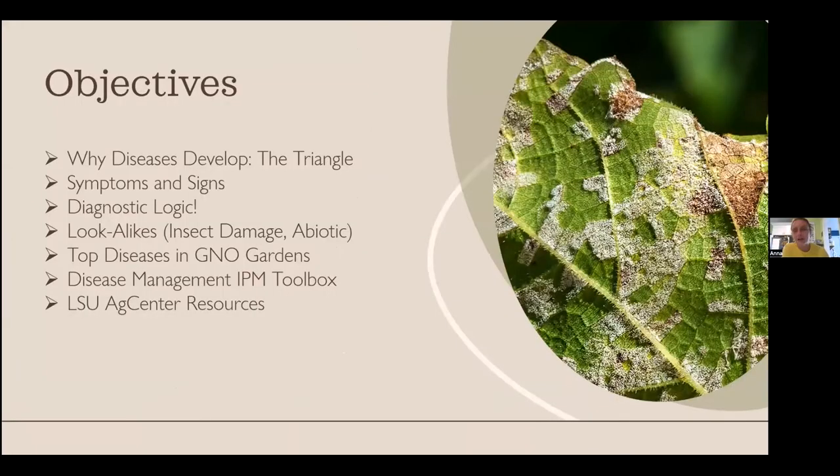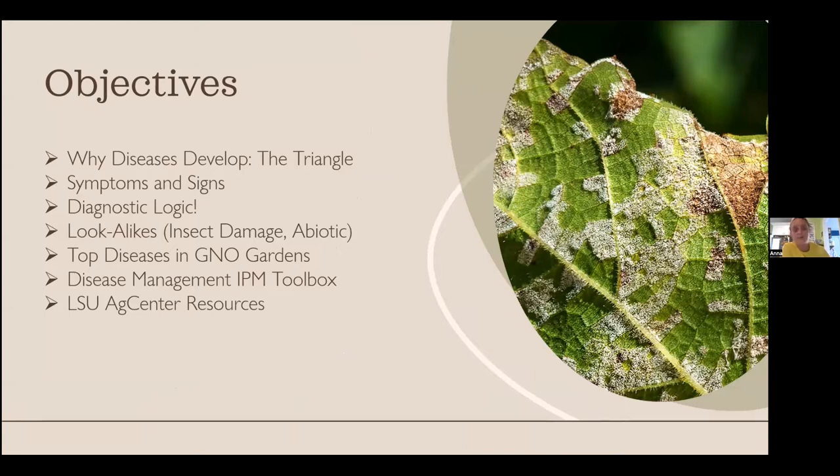A little bit of an outline of what we'll cover in this talk. Talk a little bit about why diseases develop in the first place, symptoms and signs of disease and how to tell them apart, a little bit of diagnostic logic. These are a set of questions that you can take with you to investigate in your gardens and get to the bottom of plant disease, its causes, what it might be, identifying it.